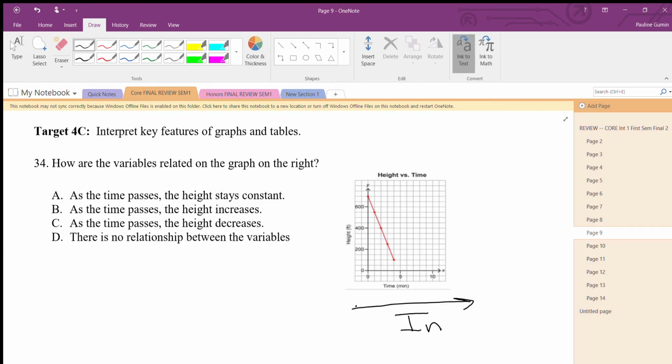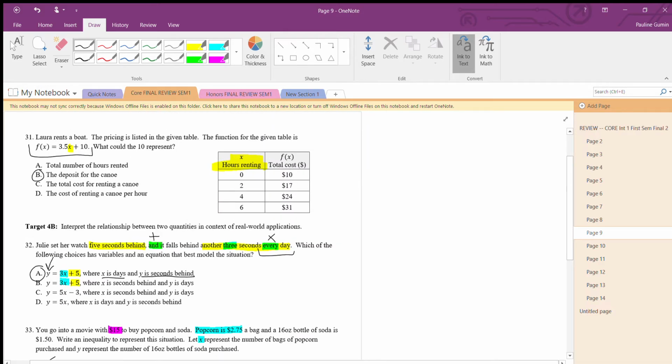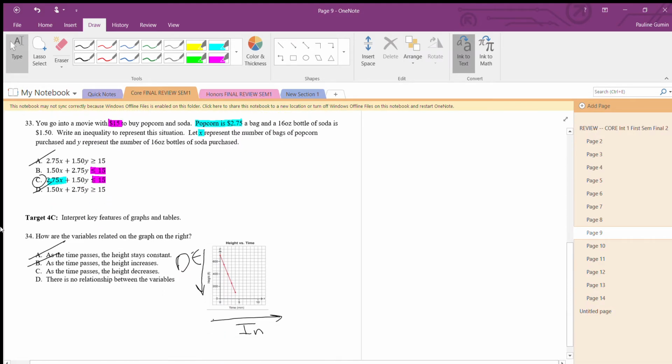Okay, so what's happening with the height? Height starts at 600, and it looks like it's going downwards, decreasing. Okay, time increasing, height decreasing. Let's see. As time passes, the height stays constant. No. As time passes, the height increases. Absolutely not. As time passes, the height decreases.